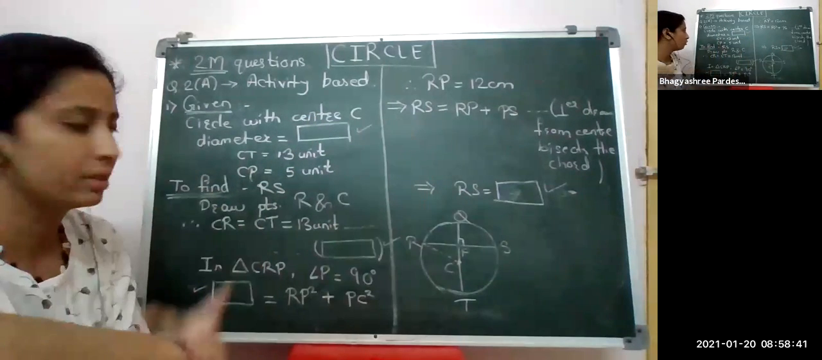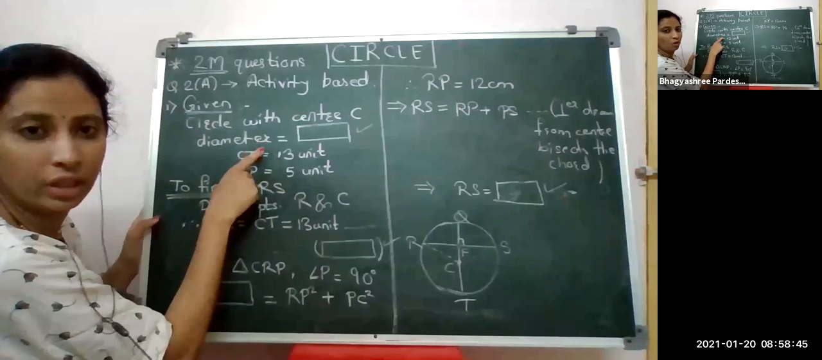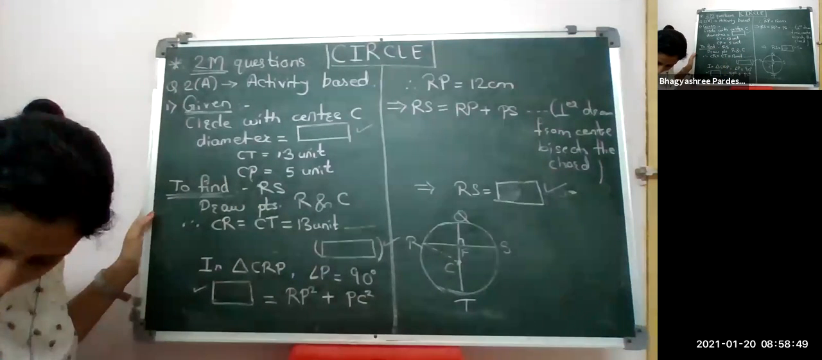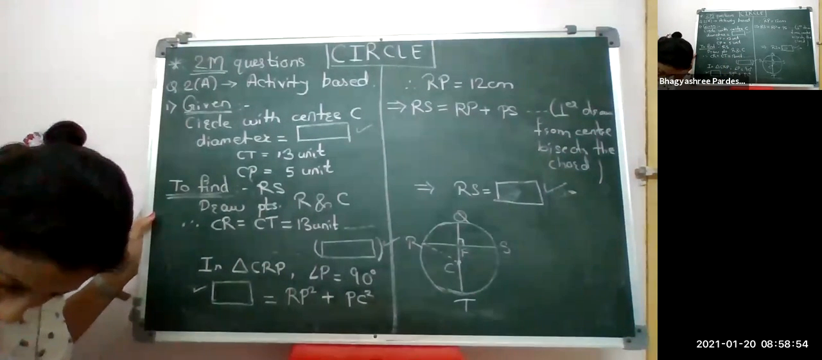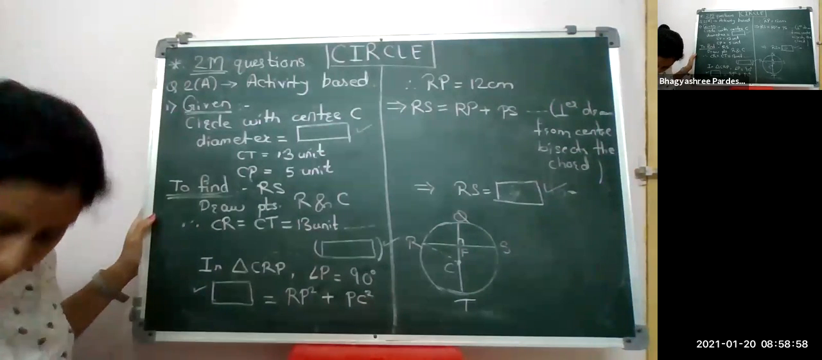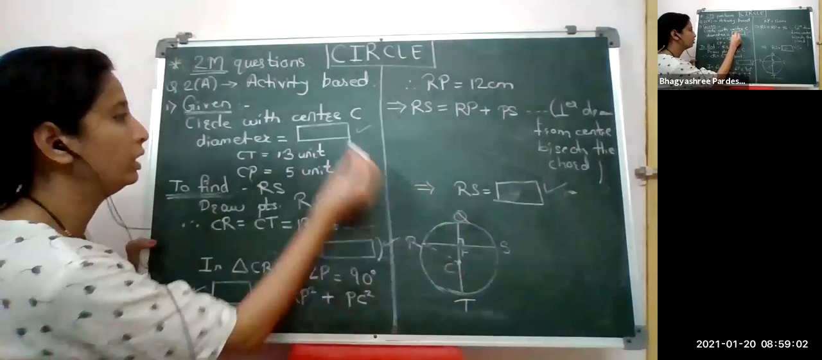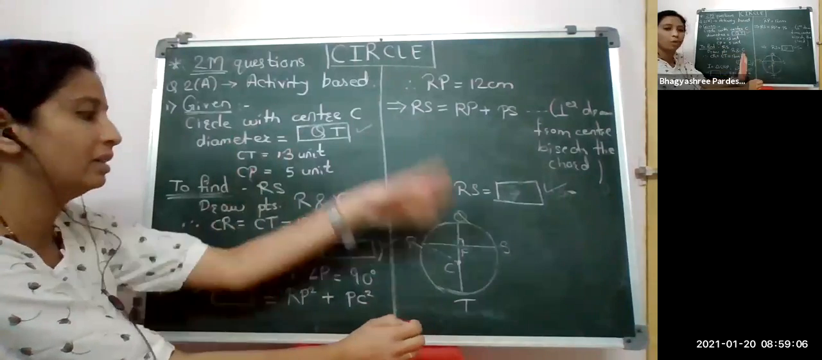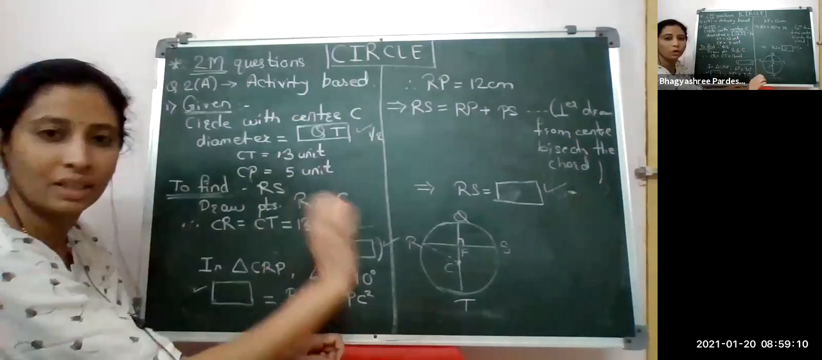So how to do this? Obviously, circle with center C, diameter. This is given in your question. What is the measurement of diameter? Look at the question. Sorry, diameter is not given. This is equal to QT, right? If you write this properly, you have got half marks here. Yes, you got the half marks.